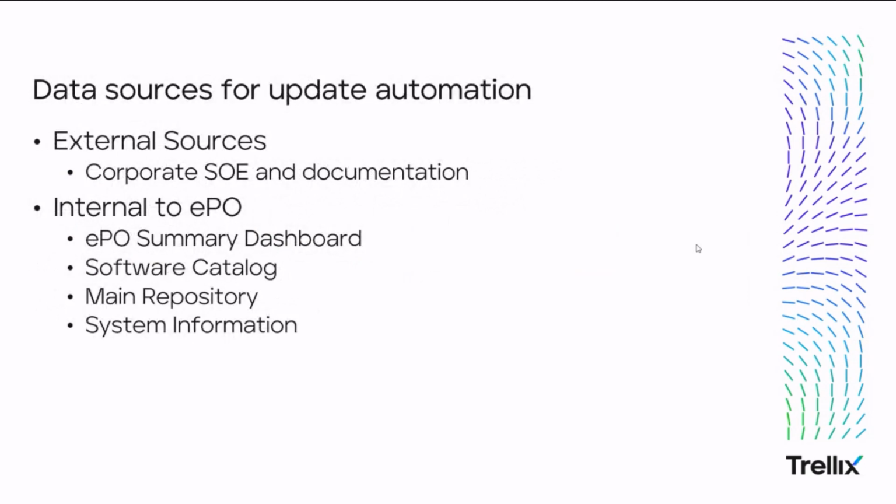So, our data sources. As you can see from our screen here, we've got two main sources of data that we can use. The first one we can talk about is the external-based sources. This is where we're talking outside of the environment: your corporate standard operating environment, or system operating environment, depending on the terminology that you're using. But your corporate SOE is going to have that structure.